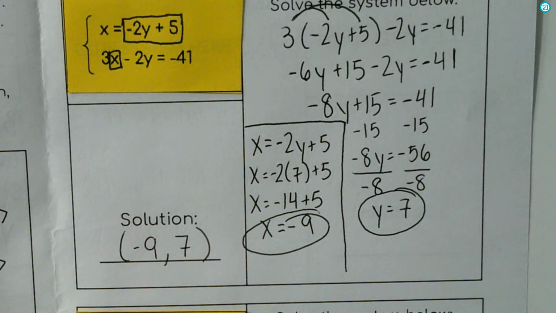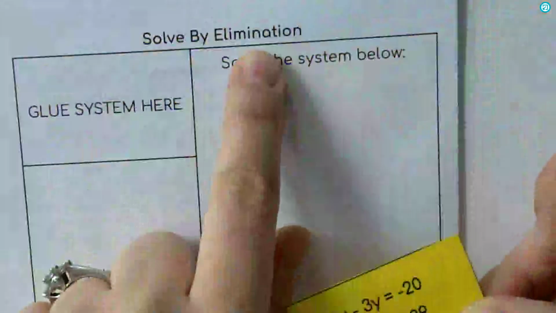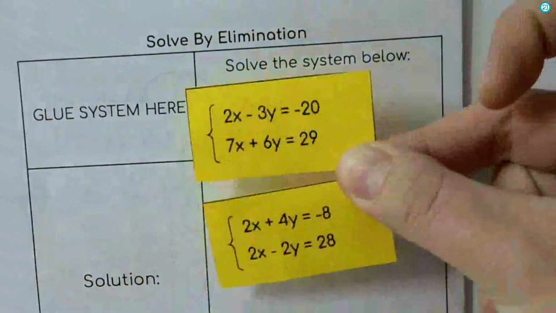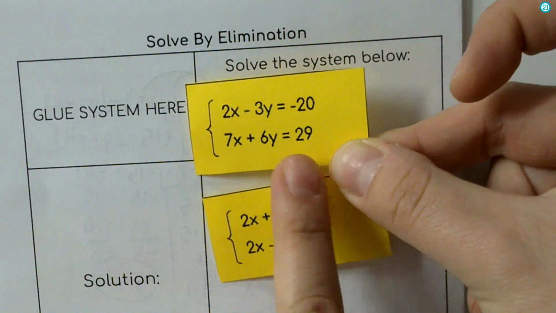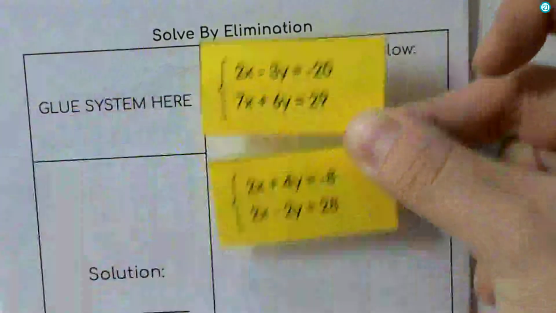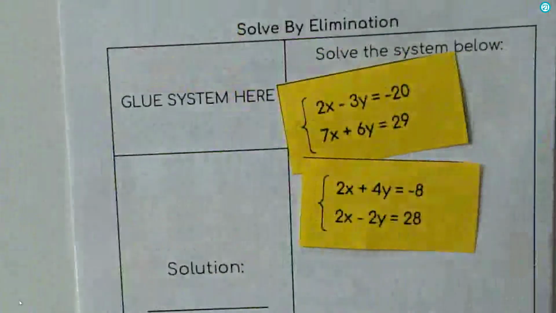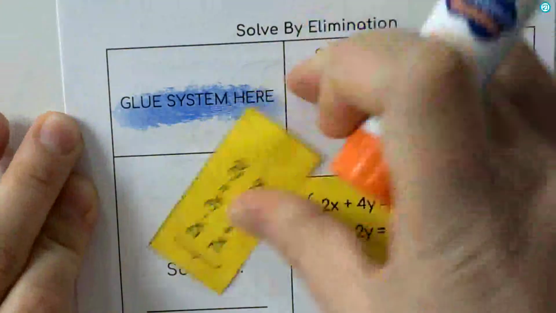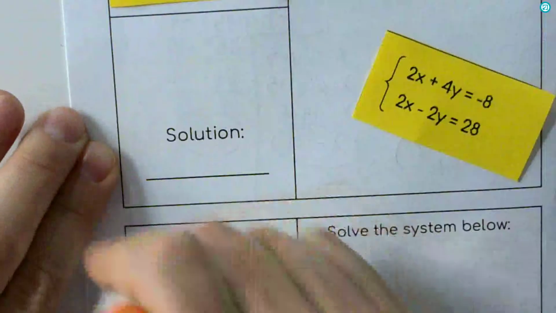Okay. I am once again going to pause this video. 2 systems left. So by process of elimination, these should be our systems that we do by elimination. So we've got 2x minus 3y equals negative 20, 7x plus 6y equals 29. See how the x's and y's are on the left? Go ahead and glue them down in this order. So put the 2x and 7x one at the top. I want these all glued down before you leave this room, because if they're not glued down, they'll disappear into the ether.